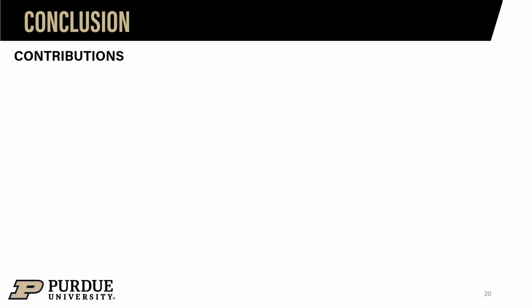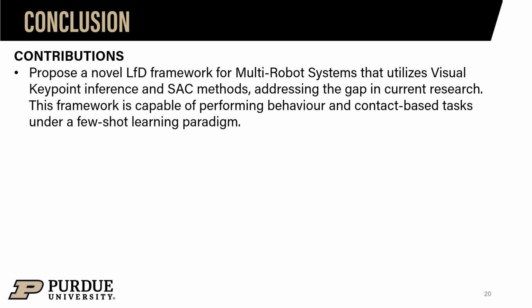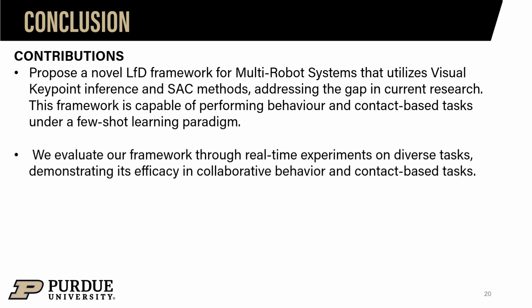To conclude, we present two contributions to this work. The first is a novel learning from demonstration framework for multi-robot systems that utilizes visual key points and soft actor-critic methods. This framework addresses a key gap in current research, where there are no multi-robot system frameworks for learning from demonstration that can handle both behavior and contact-based tasks. The second is that we evaluate our framework through real-time experiments on these diverse sets of tasks, demonstrating its efficiency in collaborative behavior and contact-based tasks.